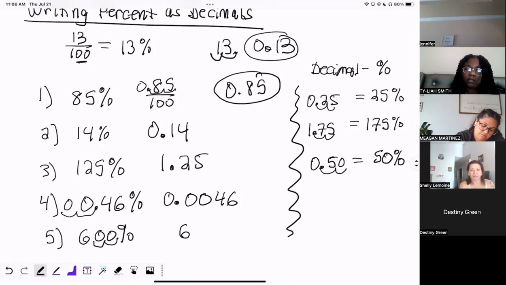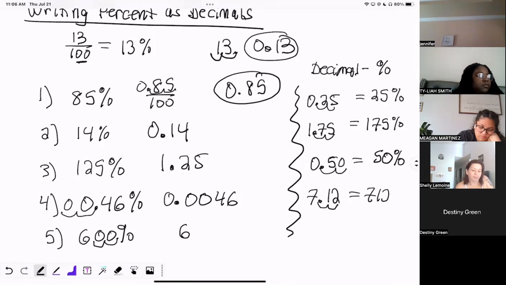Any questions on going from percent to decimal or decimal to percent? Can you do one more of the decimal to percent? Sure. Let me do a weird one. Okay, let's do this one. 7.12. I would move it 2 places to the right, and it would be 712%.